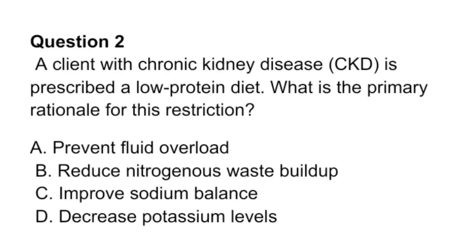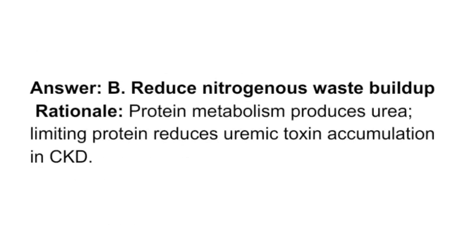Question 2. A client with chronic kidney disease, CKD, is prescribed a low-protein diet. What is the primary rationale for this restriction? A. Prevent fluid overload. B. Reduce nitrogenous waste buildup. C. Improve sodium balance. D. Decrease potassium. Answer. B. Reduce nitrogenous waste buildup. Rationale. Protein metabolism produces urea. Limiting protein reduces uremic toxin accumulation in CKD.